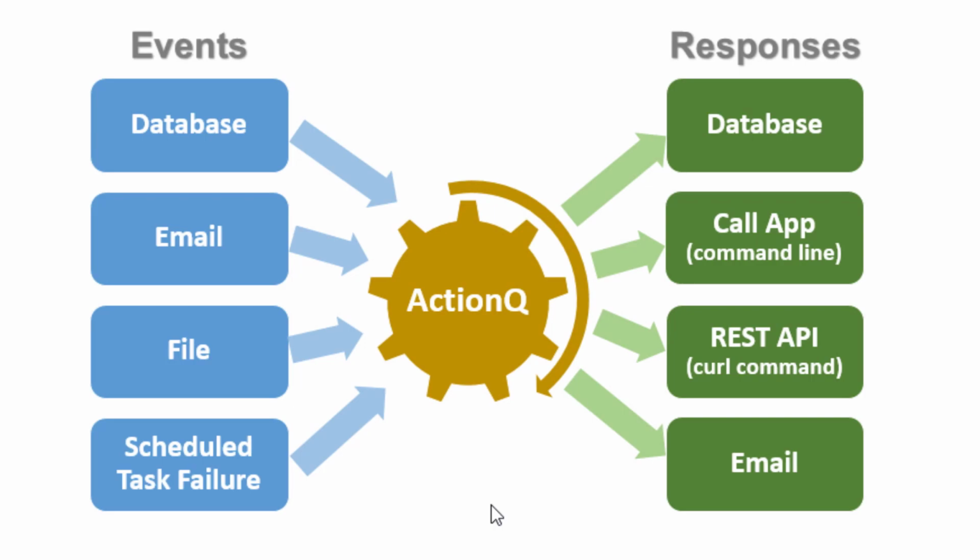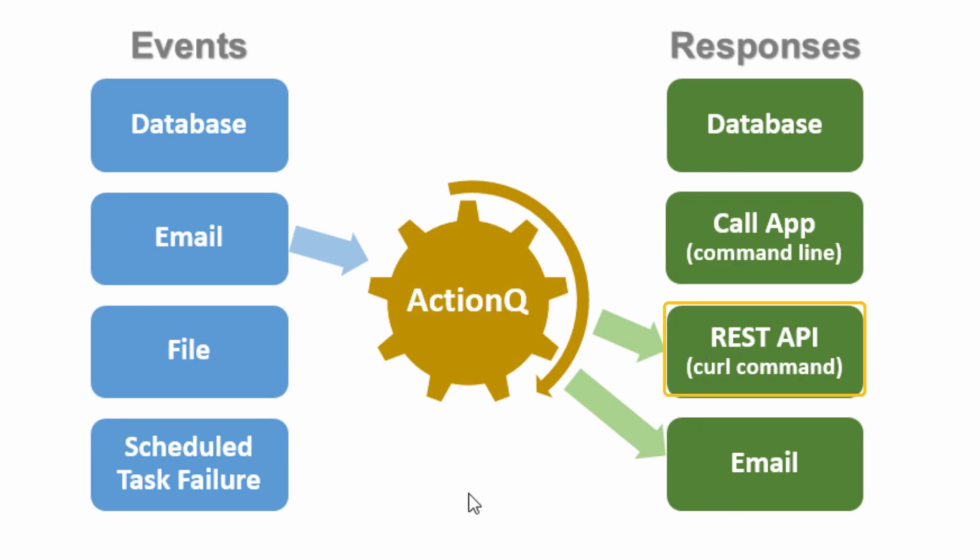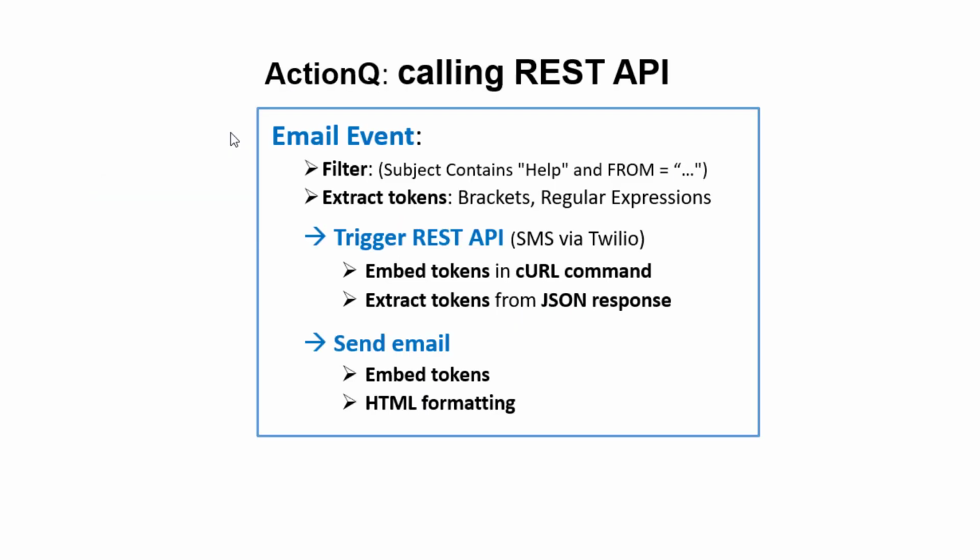The ActionQ service can detect within seconds these types of events, extract information from them as dynamic tokens that can then be used in intelligent responses. I recently added the REST API call. As an example, we'll respond to an email event by calling a REST API and calling an SMS, as well as sending an email. Here is an outline of the key points in this process.